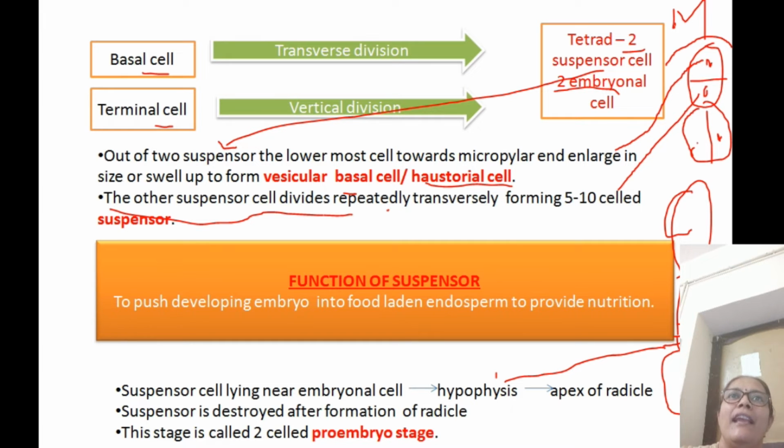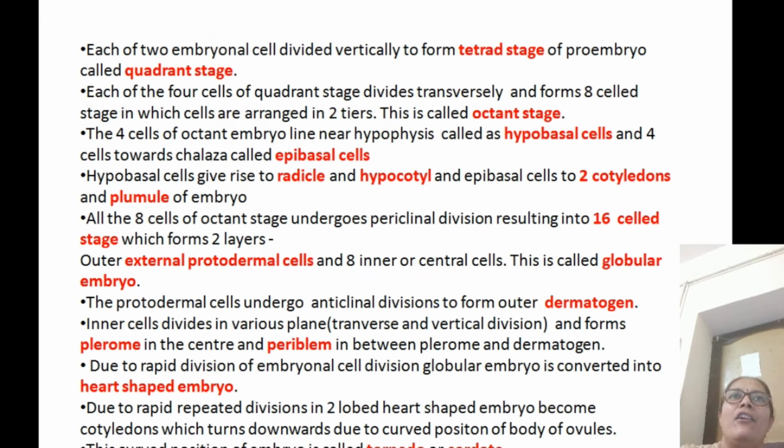Now come to the embryonal cell. This embryonal cell, which you have seen, it was like this, it will divide longitudinally. Again it undergoes longitudinal division. So it forms four cells, that is called a tetrad. Tetrad cell of proembryo, and this stage is known as the quadrant stage. Each of the four cells then divides transversely like this.